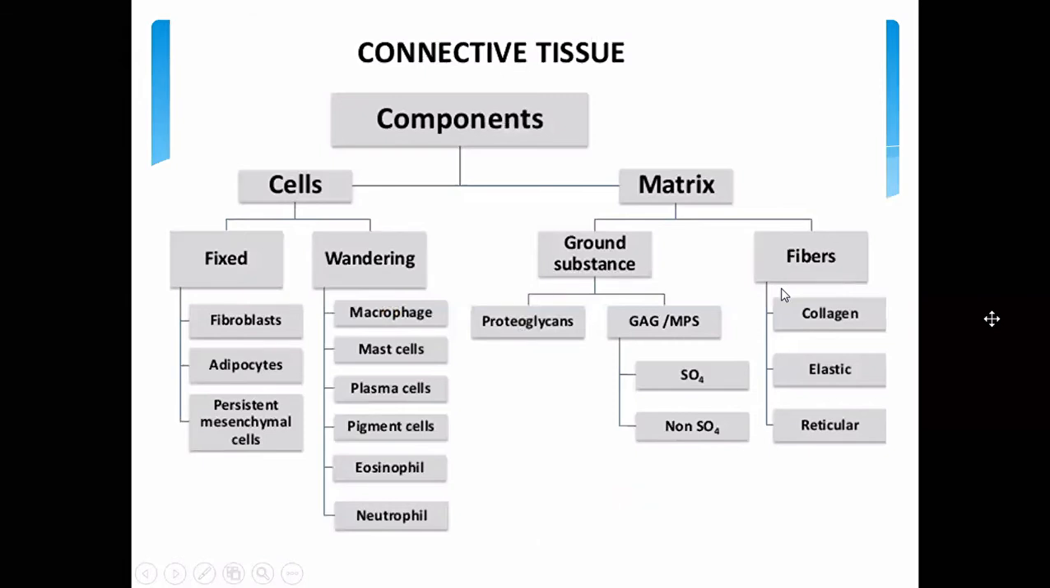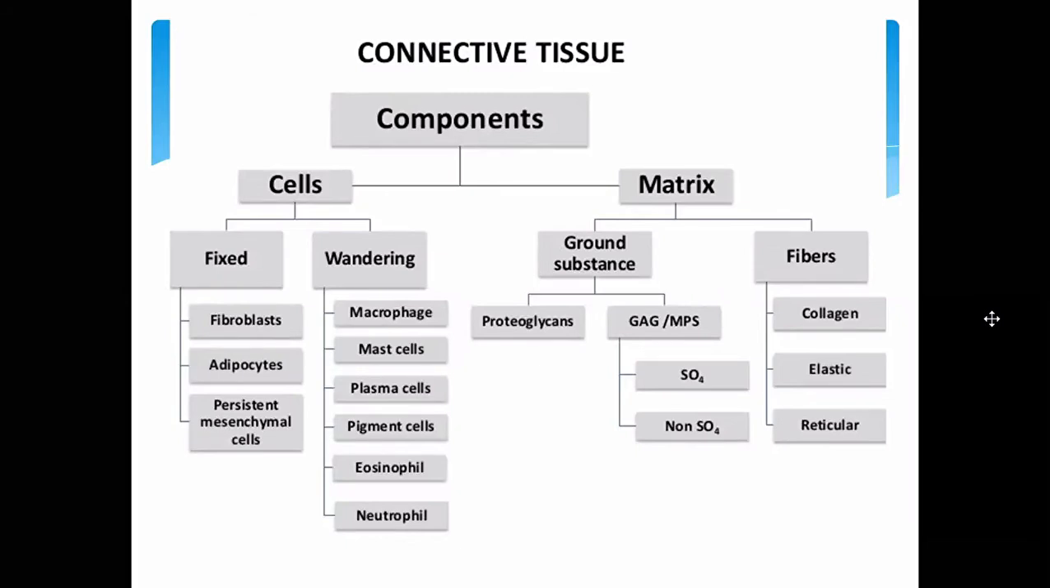Okay, so take note that the connective tissue has two main components. You have cells, as we have mentioned some already, and then you have matrix. The matrix is again composed of your ground substance and your fibers. So when you are asked two components of the connective tissue, you say only cells and matrix. When you're asked types of matrix, then you will have your ground substance and your fibers. And in cells, you have fixed and wandering.